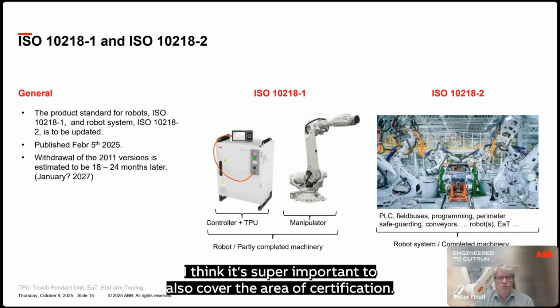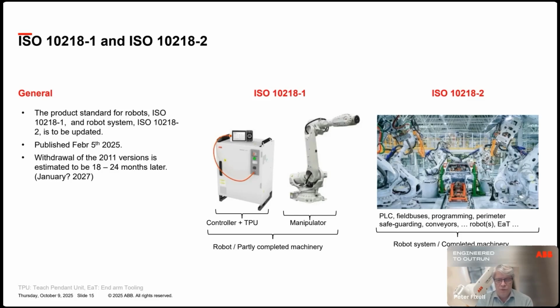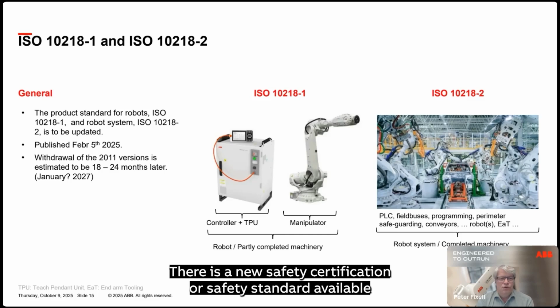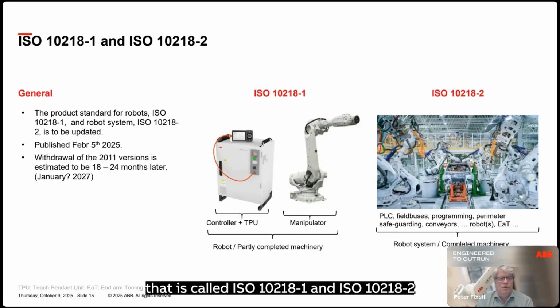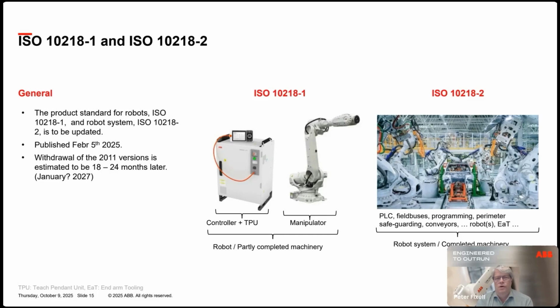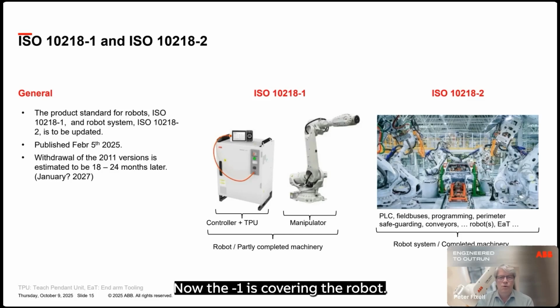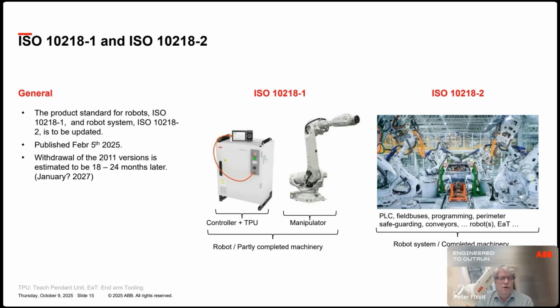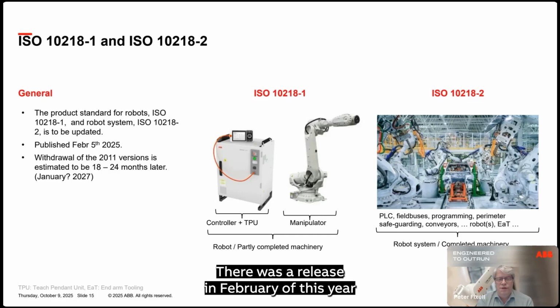I think it's super important to also cover the area of certification. There is a new safety standard available that is called ISO 10218-1 and -2. Now the -1 is covering the robot, and -2 is covering the application of the cell. And there was a release in February this year with the edition 2025.